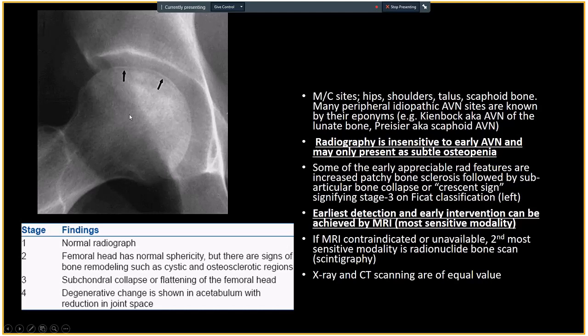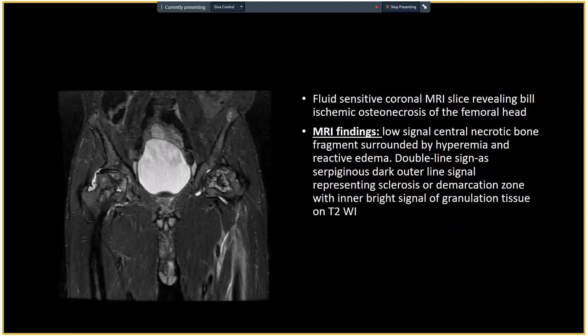So again, for the earliest modality, you need MRI. In this case, it's a late MRI, but the earliest findings you may see are just increased bone edema, and that may require very, very prompt treatment. Again, many of those treatment techniques are quite difficult to really perform, because the disease is usually quite late in its progression.